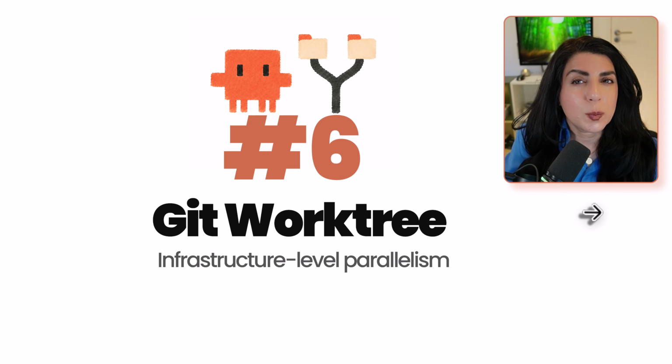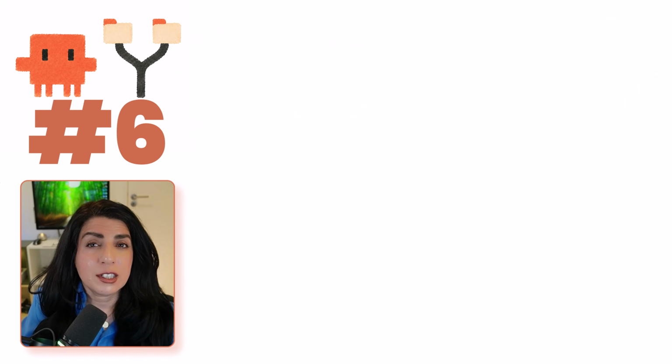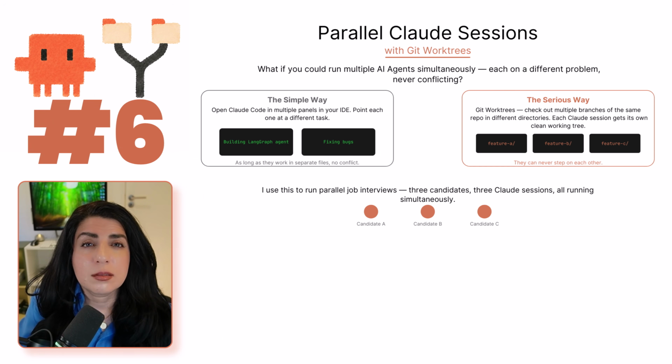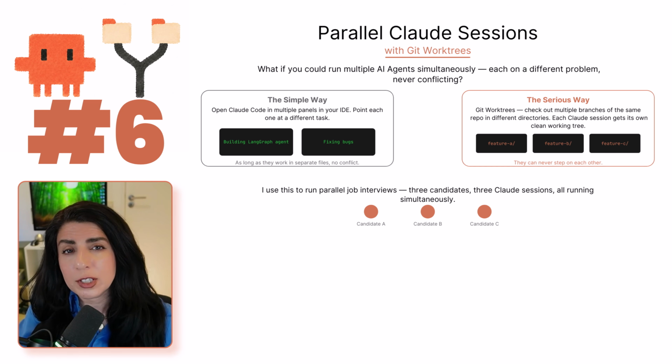Now we're going to work in parallel. What if you could run multiple agents at the same time, each working on a different problem and never conflict? There are two ways to do this with Claude Code. The simple way: open Claude Code in multiple panels in your IDE, and point each one at a different task, one building your LangGraph agent, another fixing bugs.